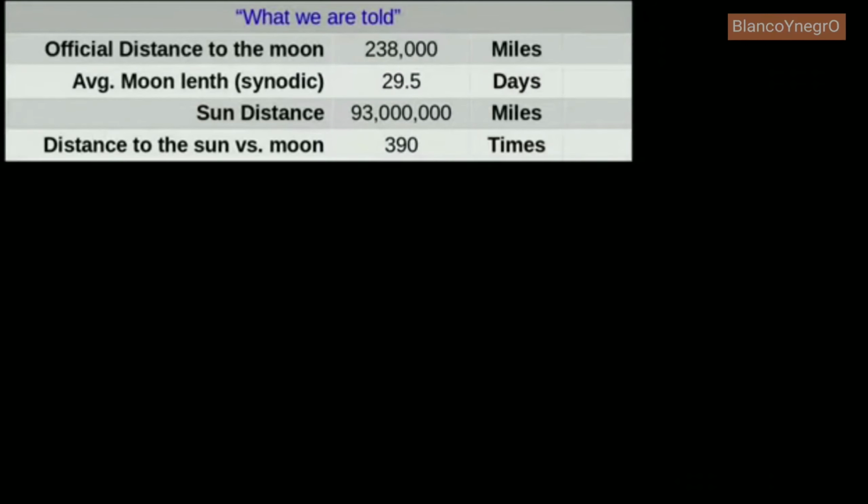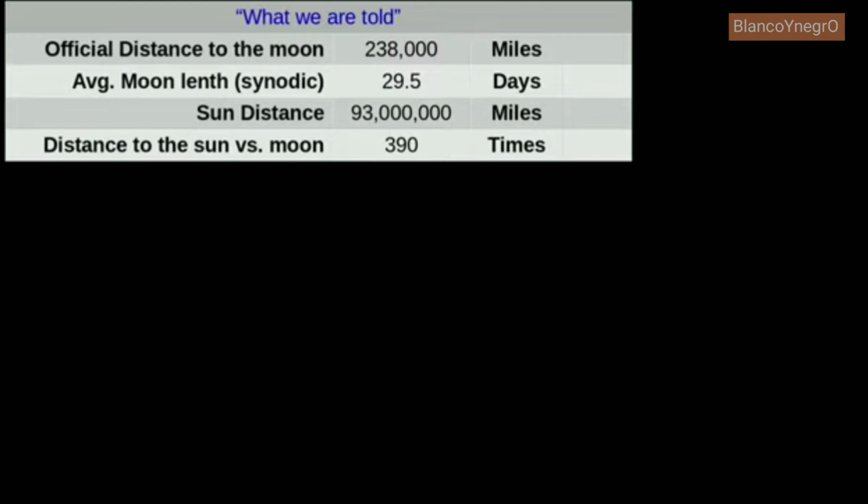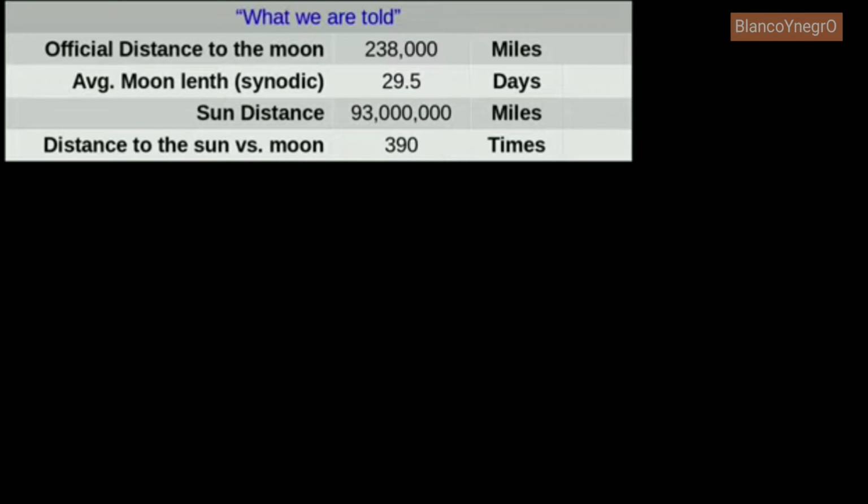So let's look at what they've told us so far. The moon is 238,000 miles away from the Earth. There's 29.5 average moon days. That's a synodic. I'm assuming that's on a yearly basis. Couldn't really find that on Wikipedia. The sun is 93 million miles away. And the distance to the sun versus the moon is 390 times. But they always say it's 400 times further away than the moon is to the Earth.